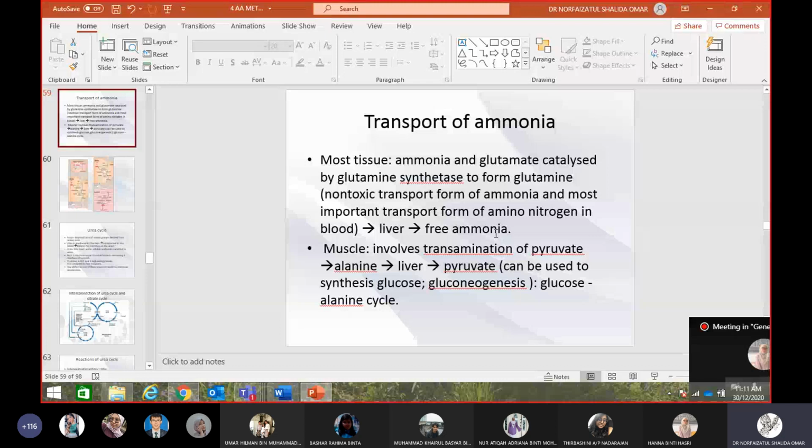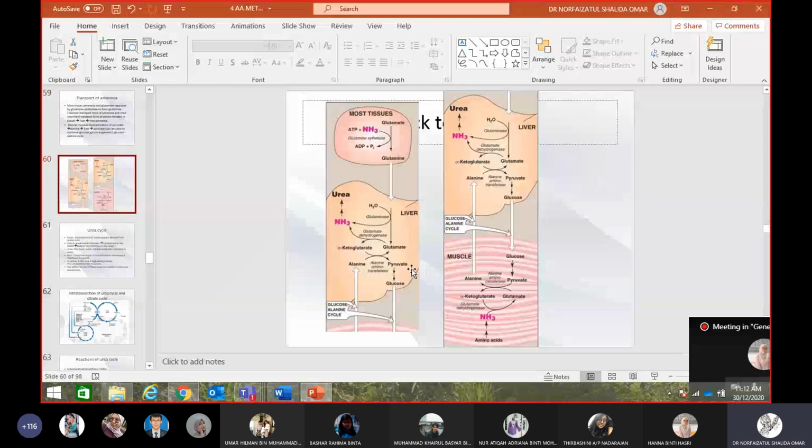NH3 cannot be released into the blood vessel just like that, because as I mentioned, ammonia itself is toxic. So it is converted to glutamine in order to be transported to the liver, and in the liver it will be converted back to ammonia. This reaction occurs in most tissues and the same in the muscle.